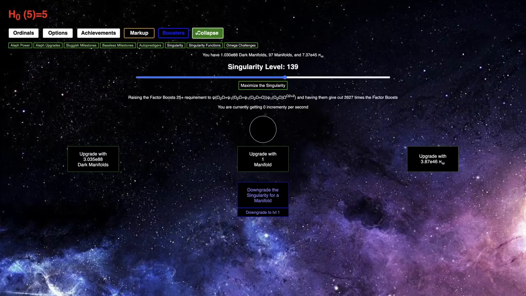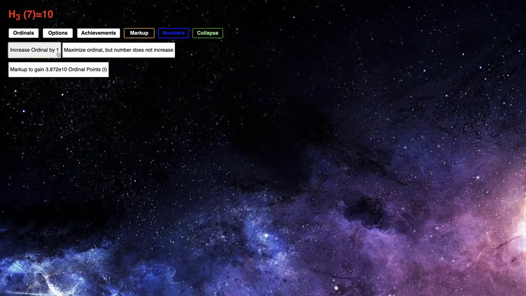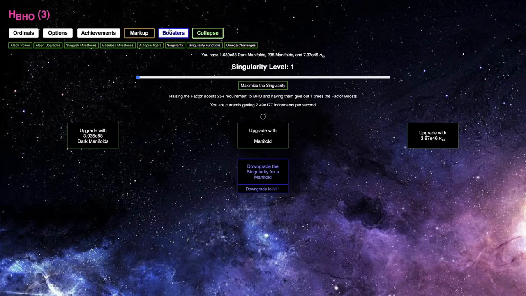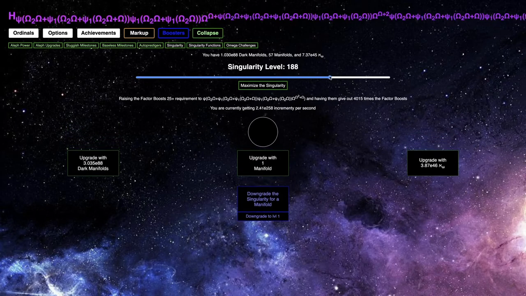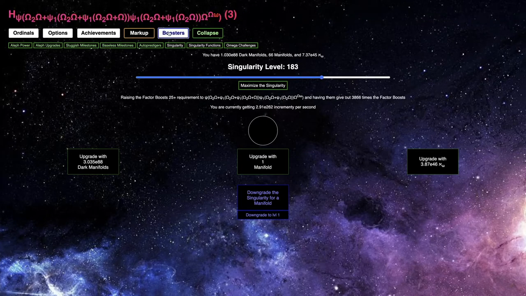But I'm going to go back into Challenge 9. I don't think I should grind factor boosts in Challenge 9. I could just get this. I could try to go as high as possible here. Well, actually, I'll just go as high as possible normally to get the increment.